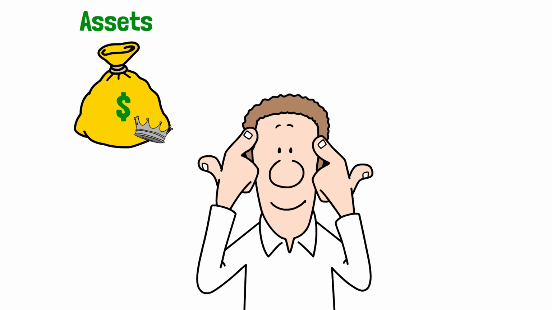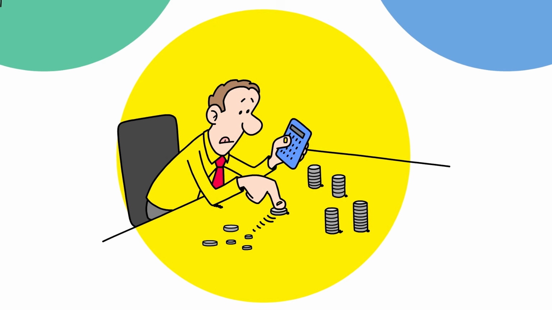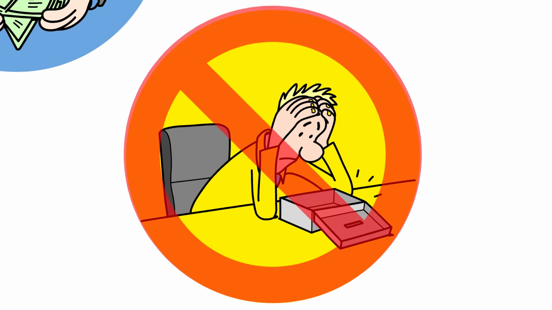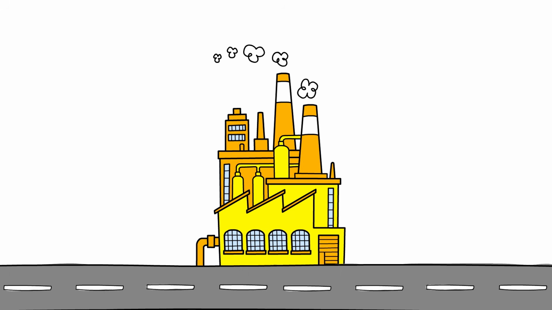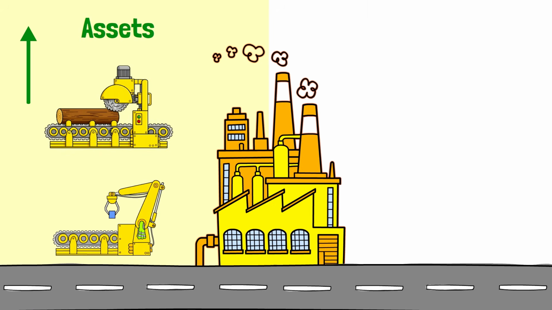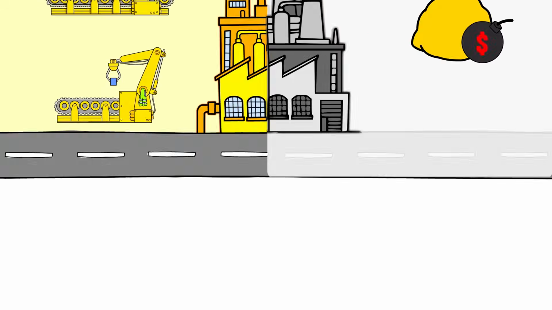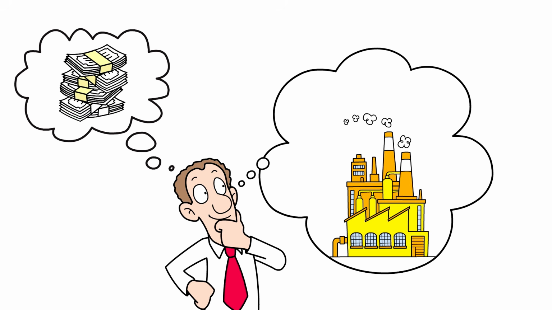Understanding assets and liabilities helps you know what your business truly owns, track what you owe, make smarter financial decisions, and avoid cash flow problems. For example, a factory might look successful because it has expensive machines, but if it's drowning in debt, it could still be in a lot of trouble.